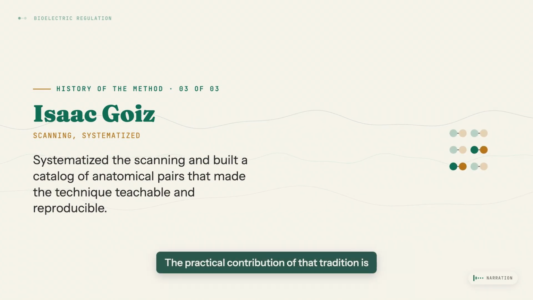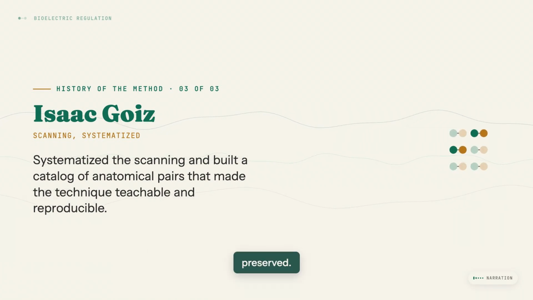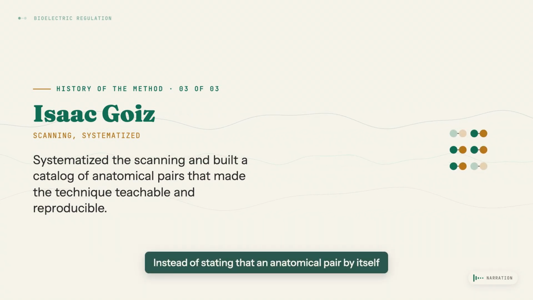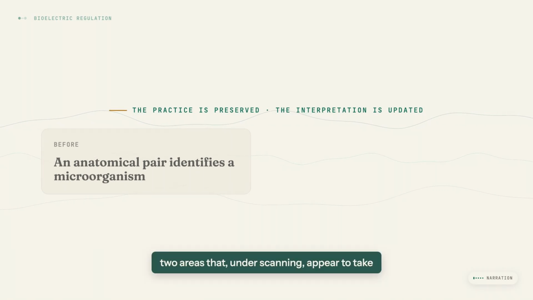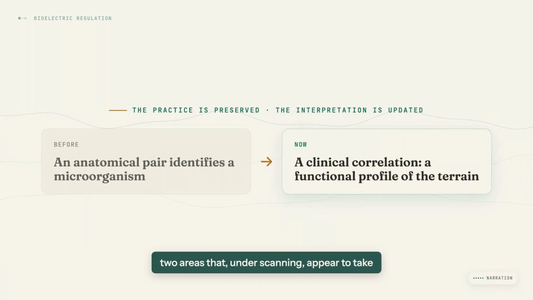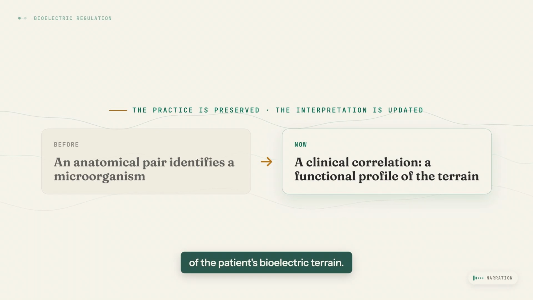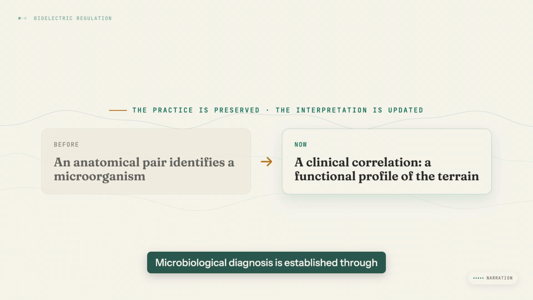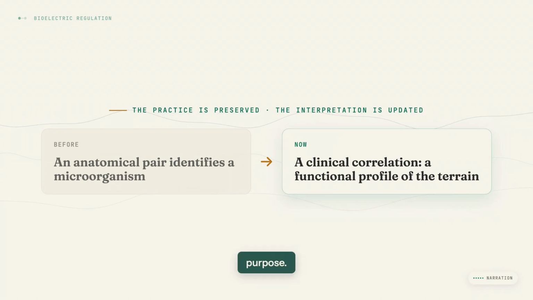The practical contribution of that tradition is preserved. What we update is its interpretation. Instead of stating that an anatomical pair by itself identifies a microorganism, we understand it as a clinical correlation, two areas that, under scanning, appear to take part in the same pattern of dysregulation. In this way, scanning produces a functional profile of the patient's bioelectric terrain. Microbiological diagnosis is established through clinical and laboratory tests designed for that purpose.